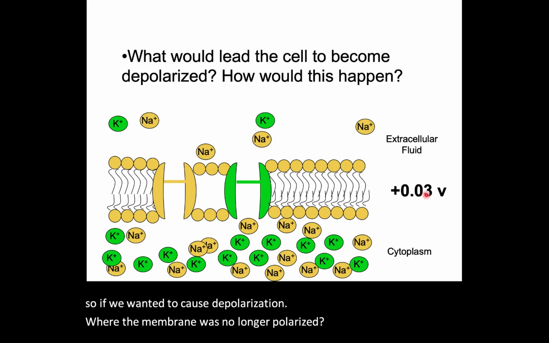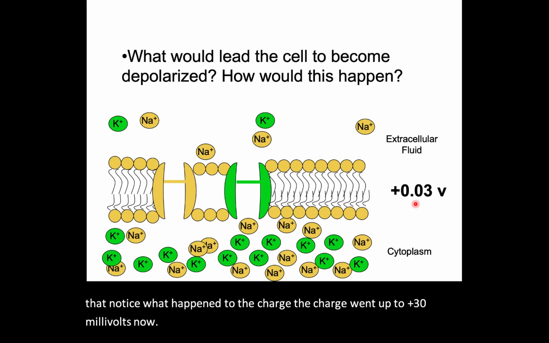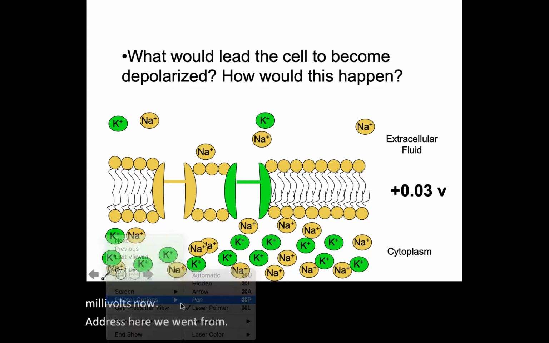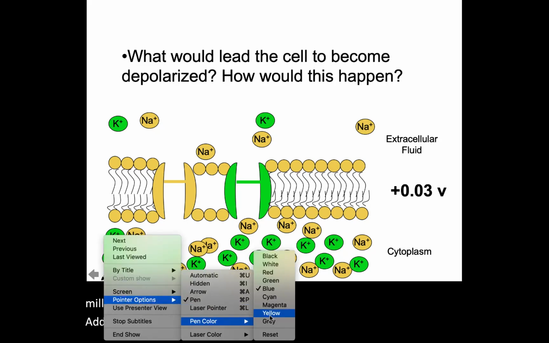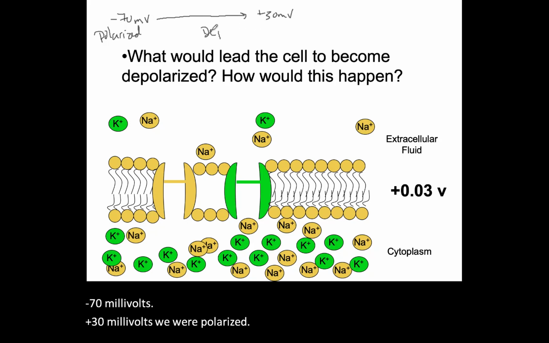Right? And when we did that, notice what happened to the charge. The charge went up to positive 30 millivolts. Now, a couple things that I need to address here. Right? We went from negative 70 millivolts to positive 30 millivolts. We were polarized here, and then we become depolarized as we head to positive 30 millivolts.